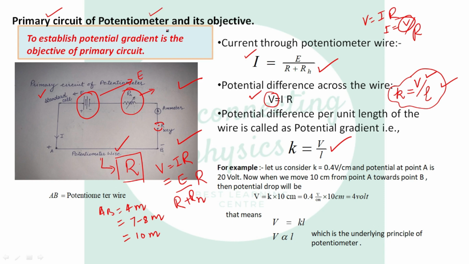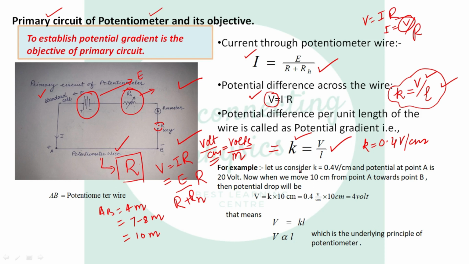Okay. Now let us understand this with an example. Suppose we are given a potential gradient K equal to 0.4 volt per centimeter. Volt per centimeter is the unit of potential gradient because potential difference is measured in volts, and length is measured in meters. But when we move across this wire, we see centimeters, not meters. So we can write volt per centimeter. This is not an SI unit, but the potential gradient unit here is volt per centimeter.